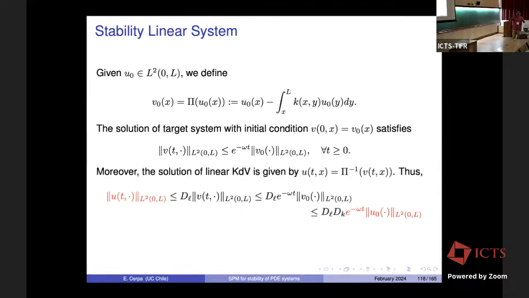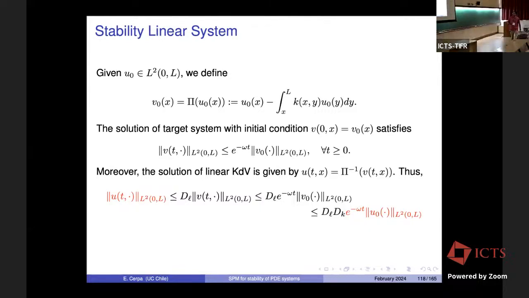So, now you have all the ingredients to prove the stabilization of the system. We start with some initial condition U0 for the original linear KdV equation. You transform and you get V0, which is pi of U0, using this transformation. When you are in V, you have this nice exponential decrease to 0 for the target system.